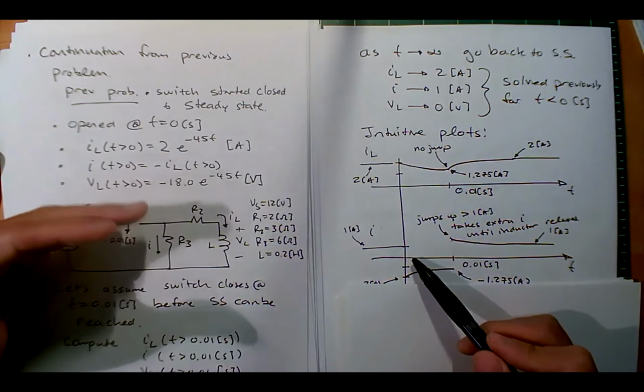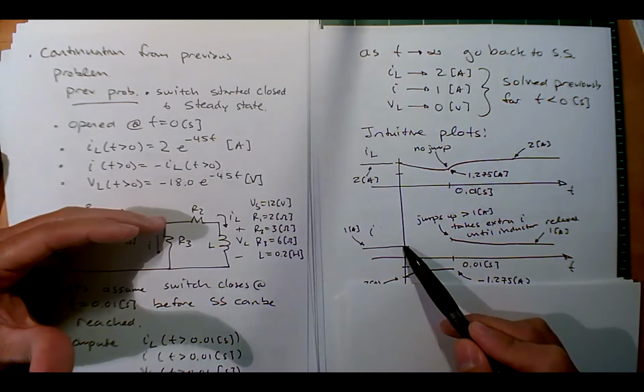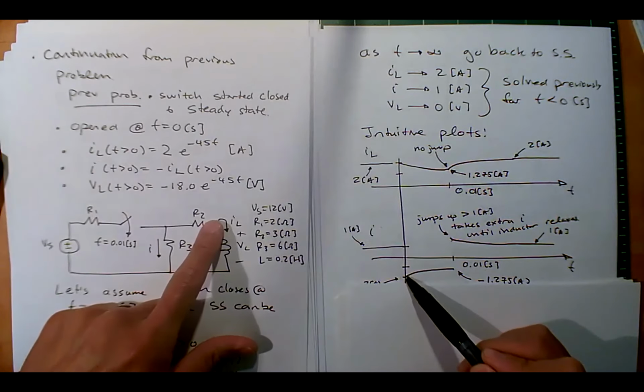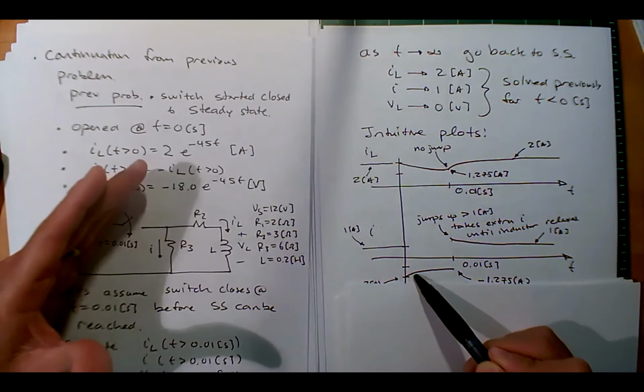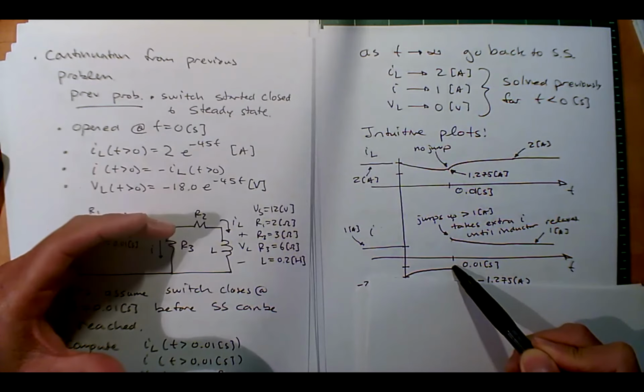What about this current here? I have it closed, steady state. It's going to be 1. I open it. It's immediately the negative of IL. So it does this. And then I close it again.